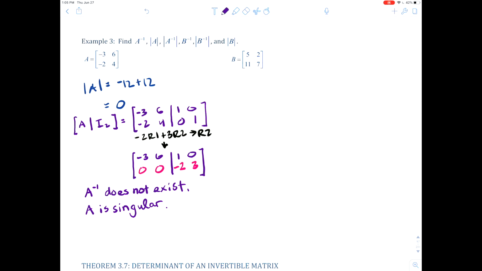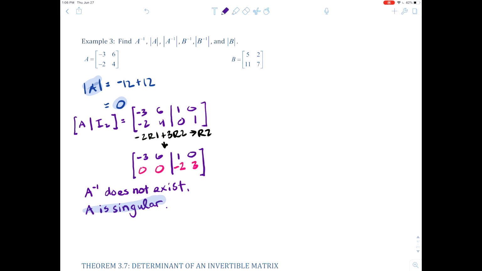Cool, cool? So yeah, we found the determinant of A, but we can't find the determinant of A inverse. All right, let's see what we have. And remember that connection in your mind, okay? Determinant of A was 0, and A is singular. There's a connection there.